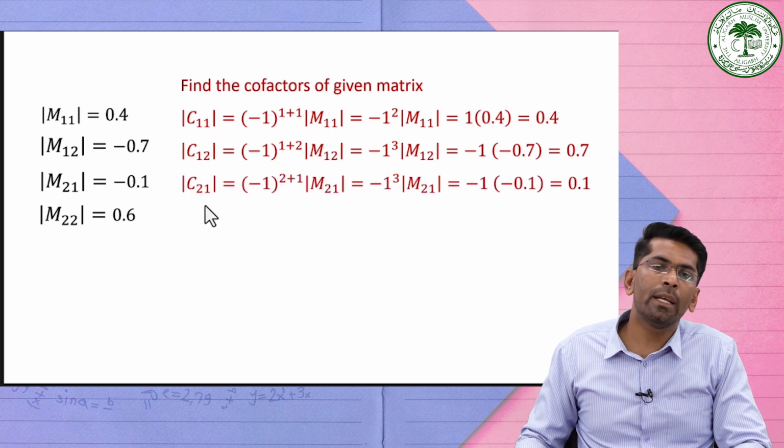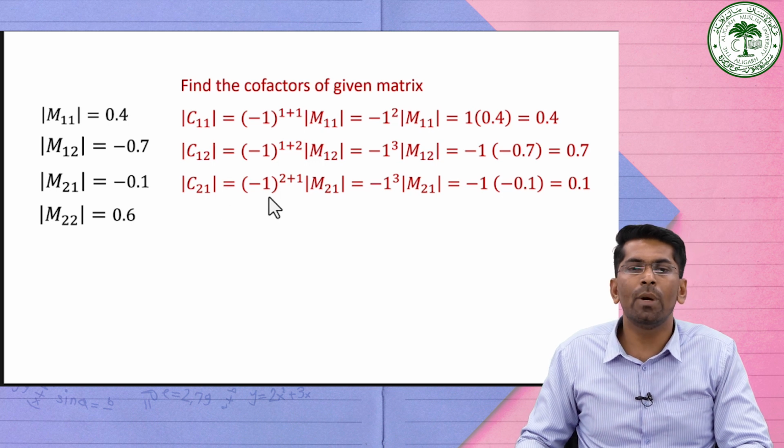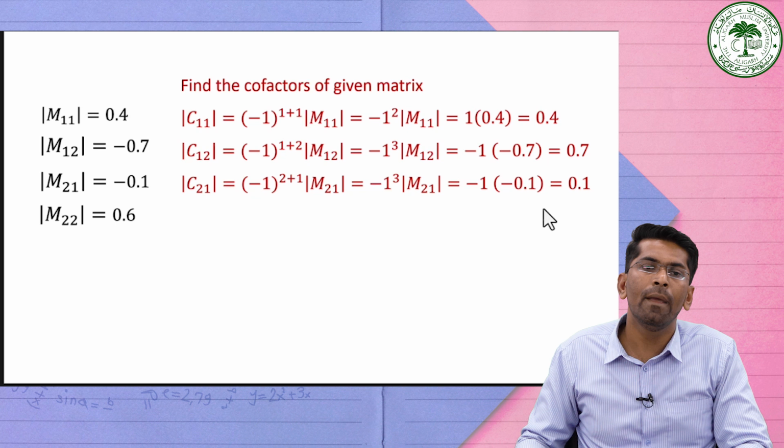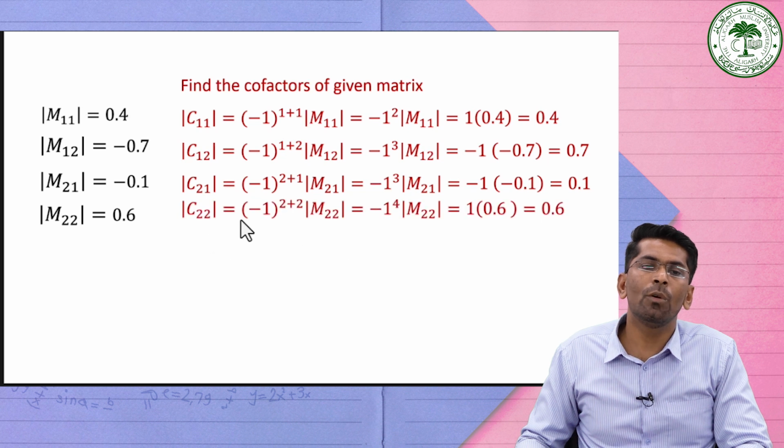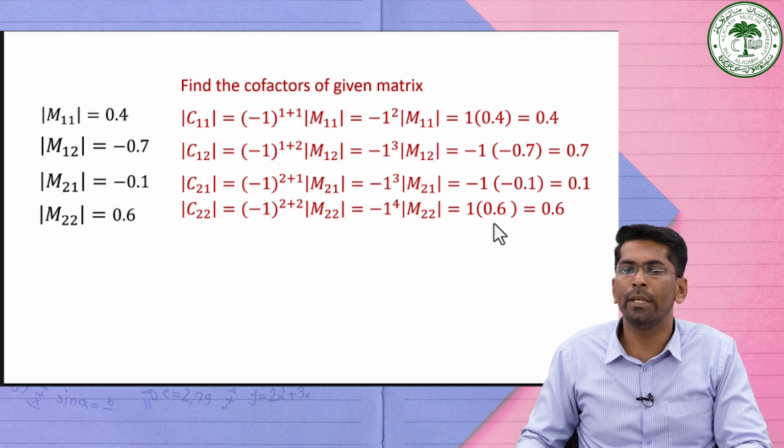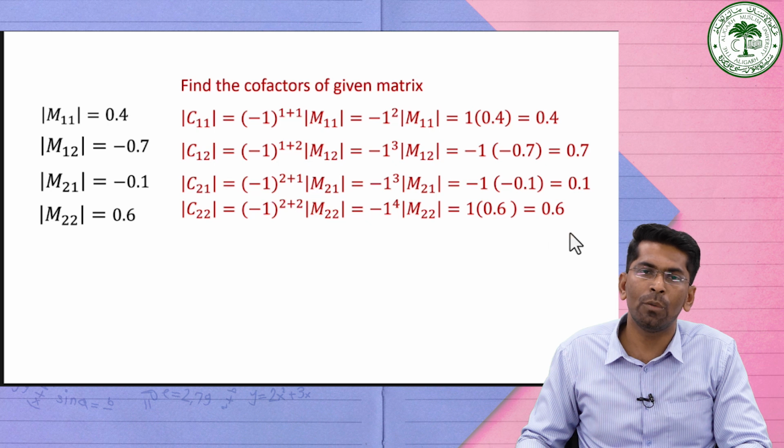The third cofactor, that is C21, is minus 1 raised to the power 2 plus 1 into the third minor, which is equal to minus 0.1. So minus minus will become plus 0.1. Then the fourth cofactor is minus 1 raised to the power 2 plus 2, so it will become minus 1 raised to the power 4 into the fourth minor, which is equal to 0.6. So it is 1 into 0.6, which is equal to 0.6.